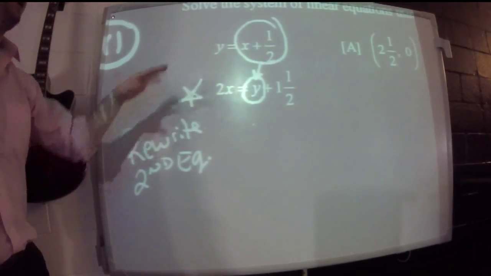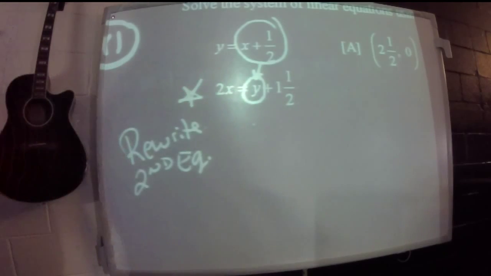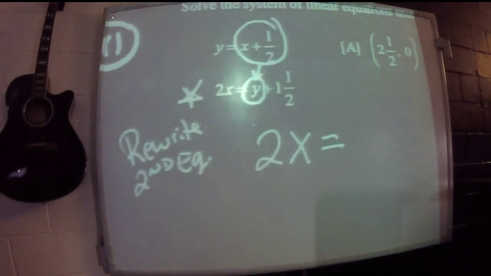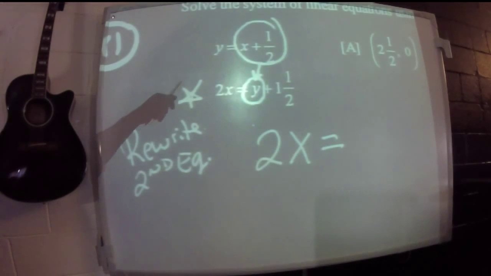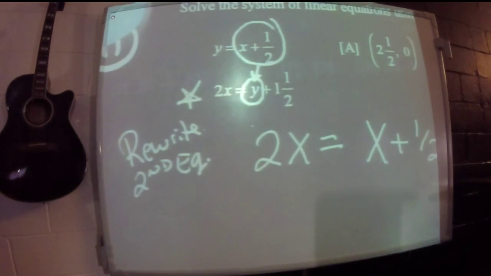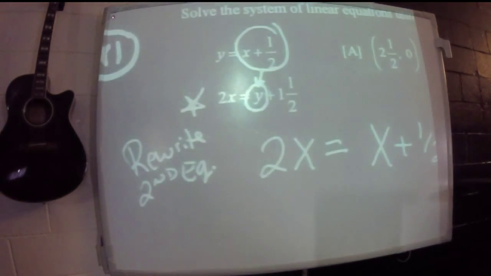So let's go ahead and rewrite it. 2x equals, and then I'm going to write x plus 1/2, and then you've got plus 1 and 1/2.